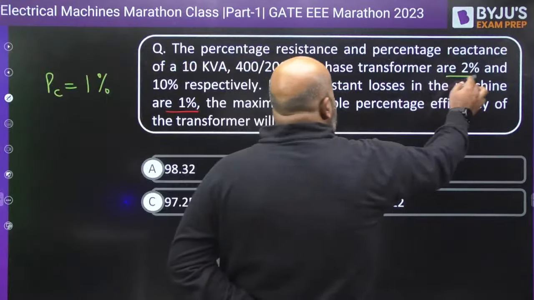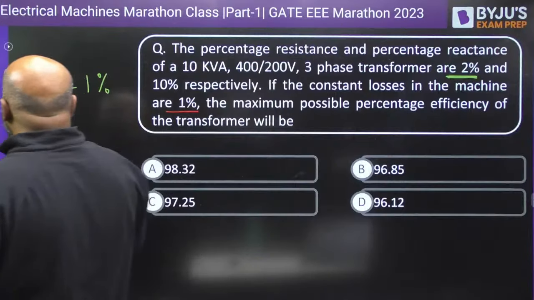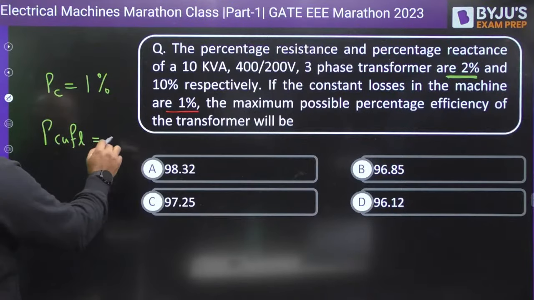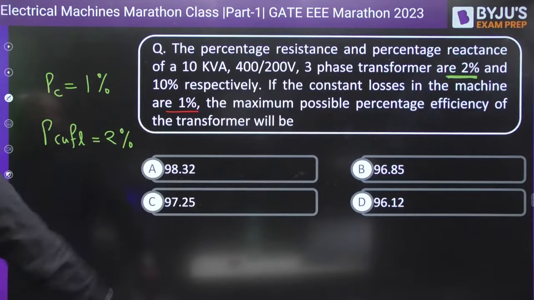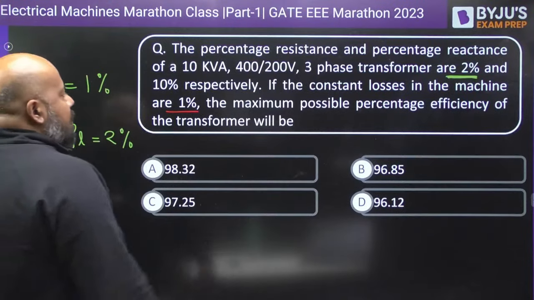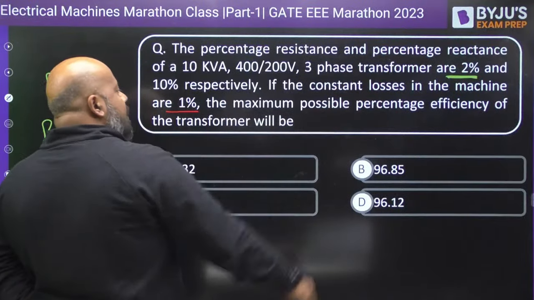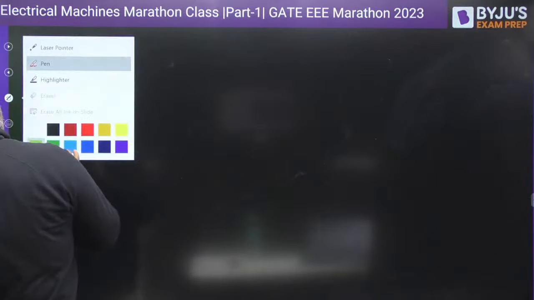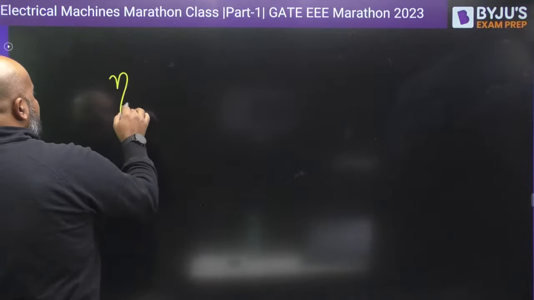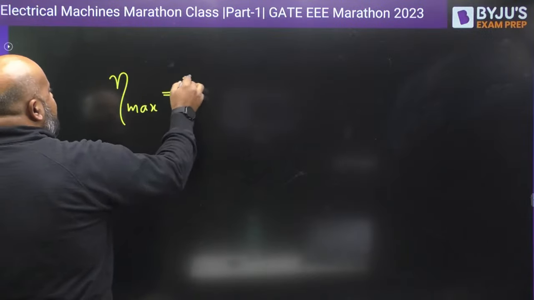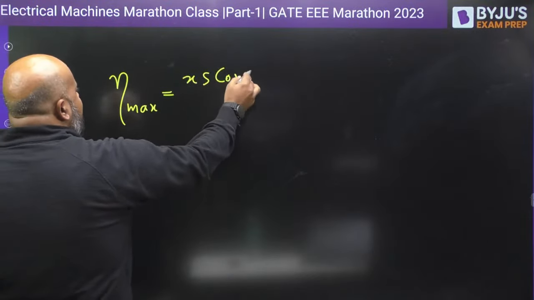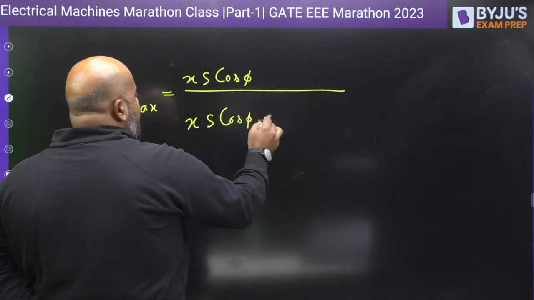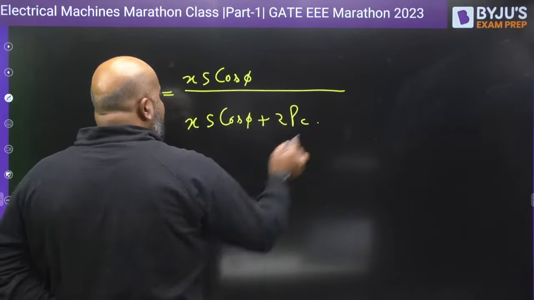So percentage resistance of the transformer is nothing but the full load copper losses. That is the same thing. You must be aware of this, 2%. He is asking what is the maximum possible percentage efficiency of the transformer. Now you know that if you want to write the maximum efficiency, it is given as XS cos phi upon XS cos phi plus 2PC multiplied by 100.